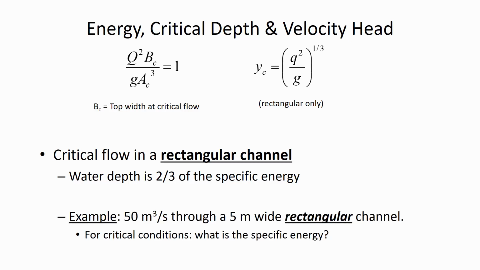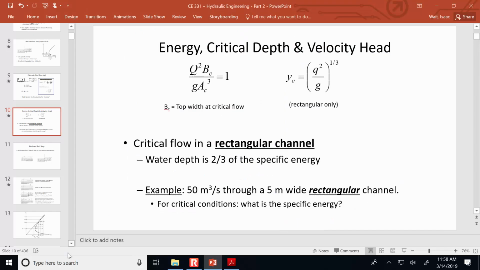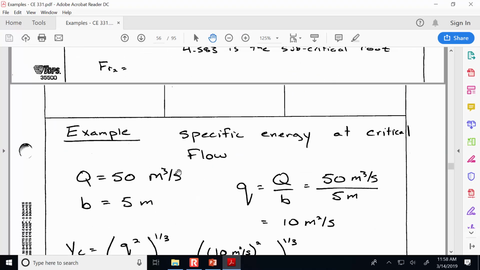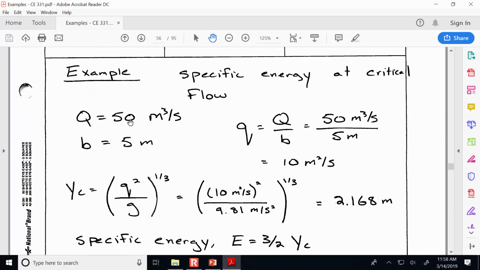But just as a check of that, let's say that we had 50 cubic meters per second going through a 5-meter wide rectangular channel. And so for critical conditions, what's the specific energy there? So let me just show you in the calculations here what I mean by that. So if we have 50 cubic meters per second and the channel is 5 meters wide and it's rectangular. Okay, lowercase q is flow per unit width. So flow per width. 50 cubic meters per second going through 5 meters of width means that for every 1 meter in the channel width, we've got 10 cubic meters per second going through there.